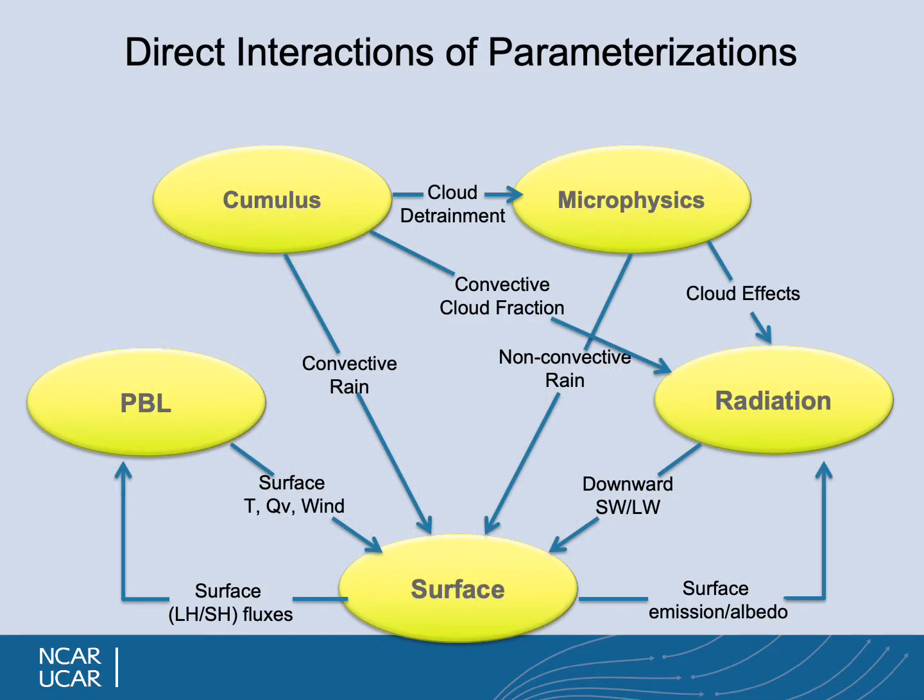The surface interacts with all the other physics in the model. Rainfall from the microphysics and cumulus scheme drive the surface and soil moisture. The radiation, of course, drives the energy budget, and the main output of the surface is the surface fluxes, which would be the latent heat flux and the sensible heat flux, and also its effect on momentum through friction. So we'll cover all these processes during this talk.